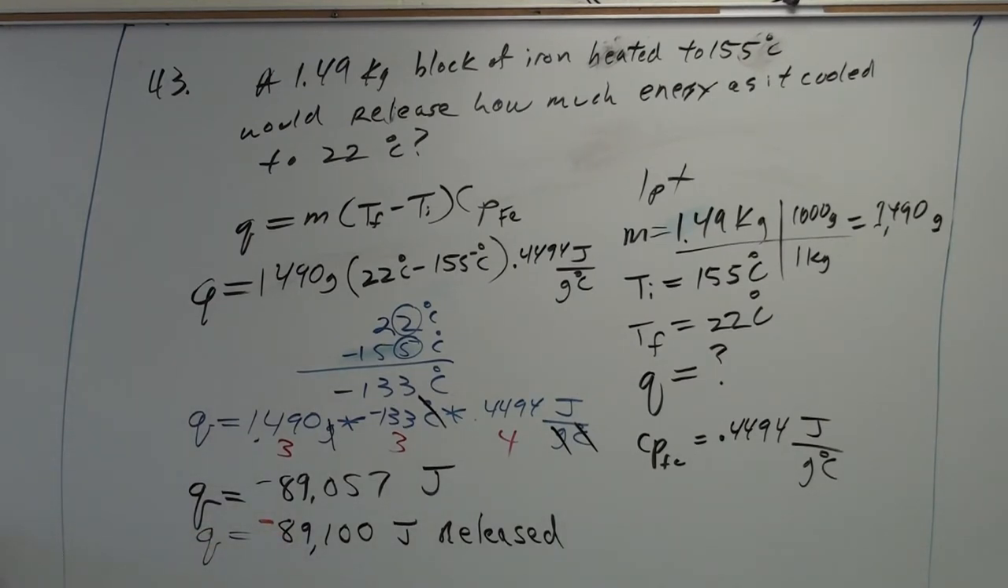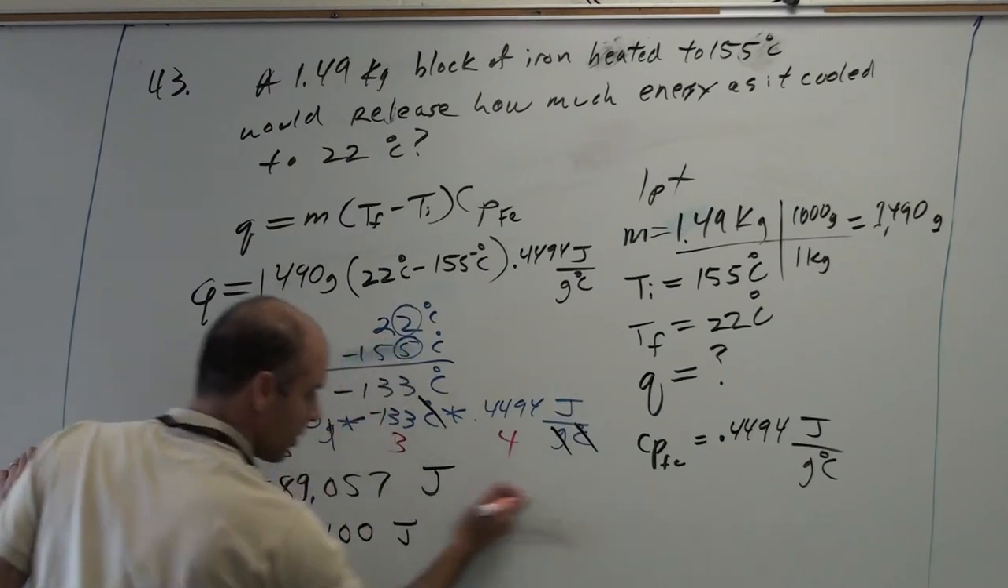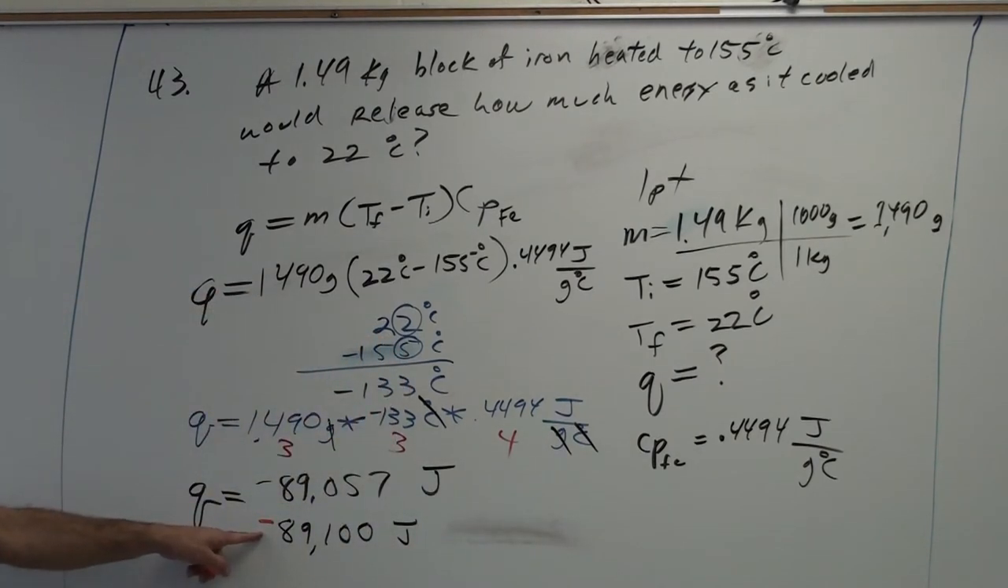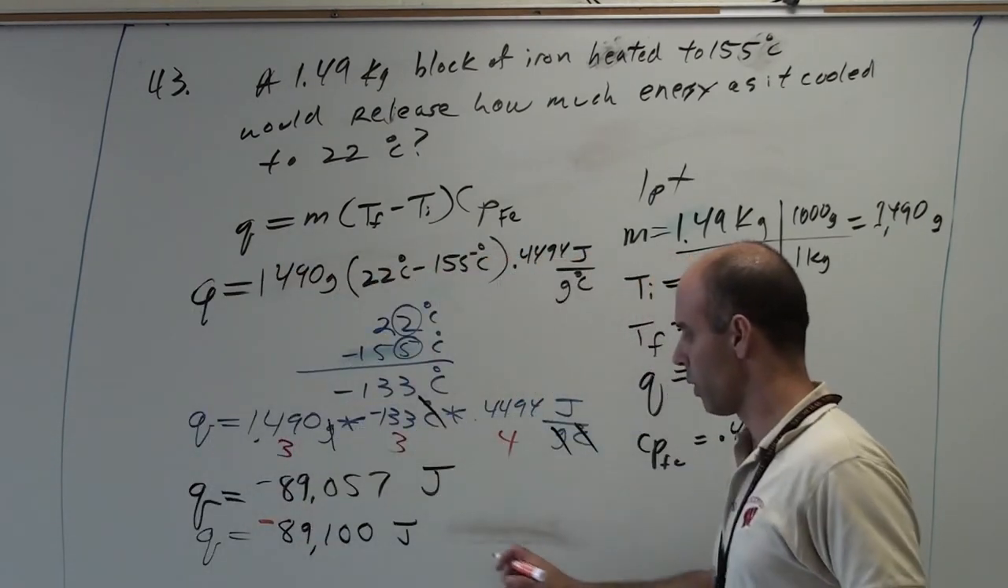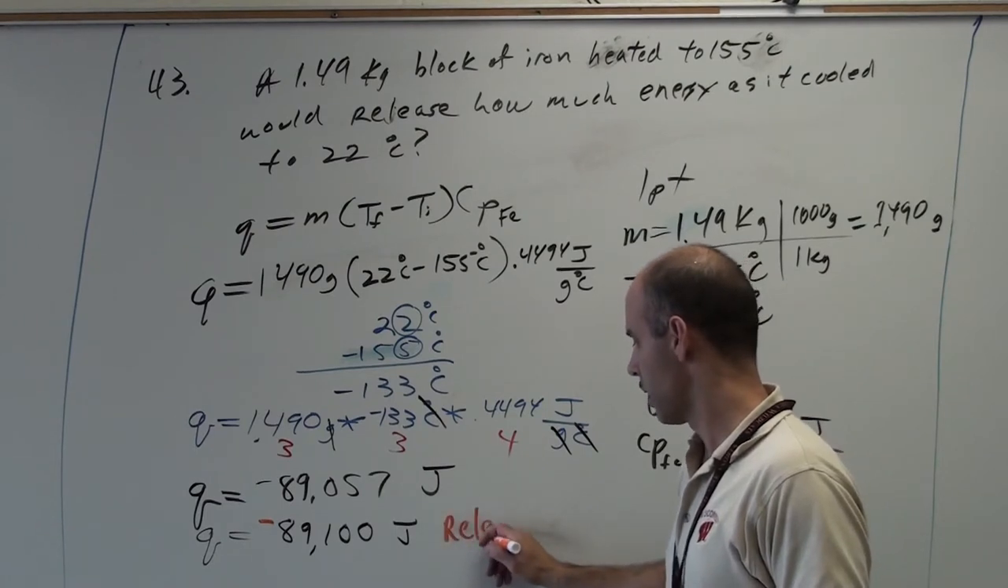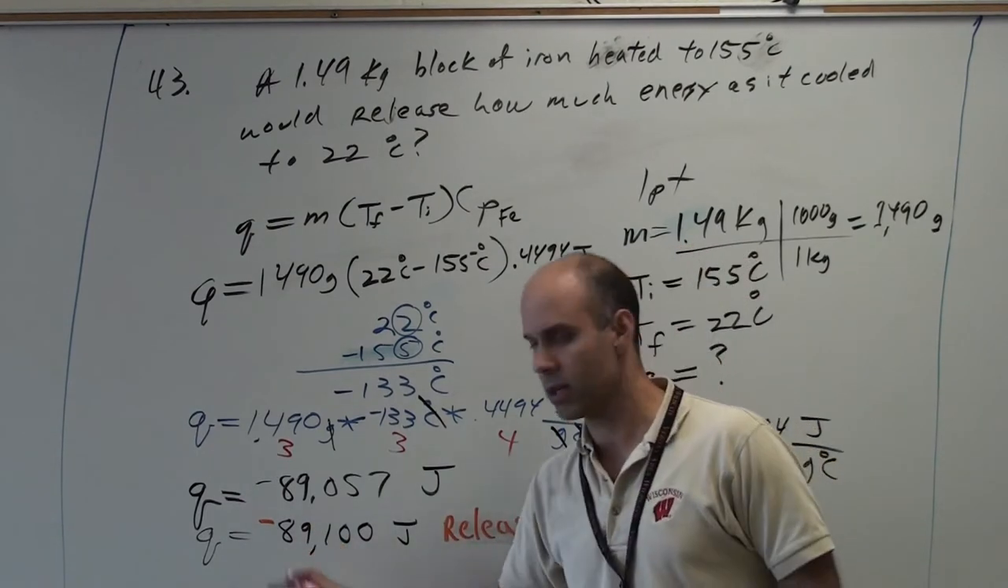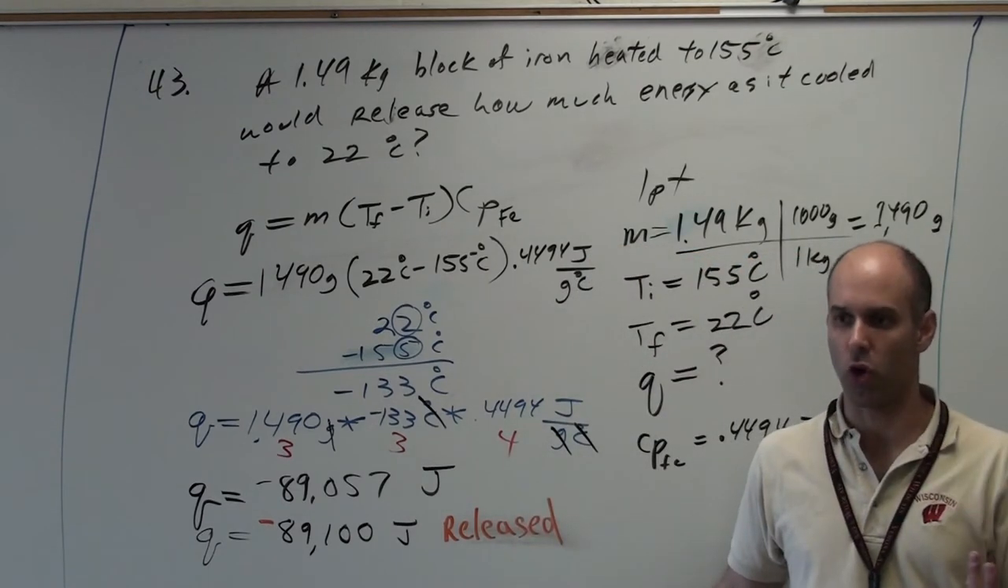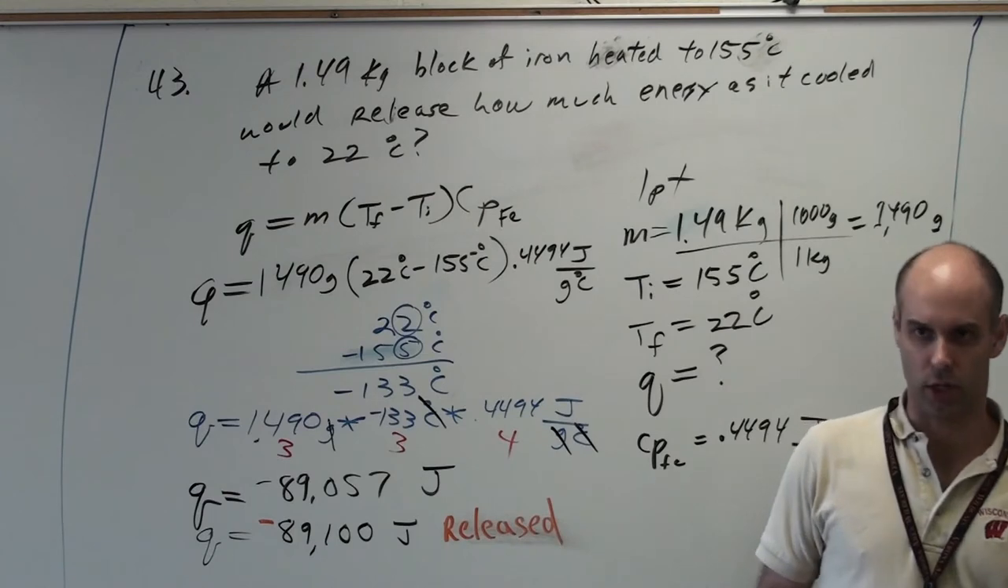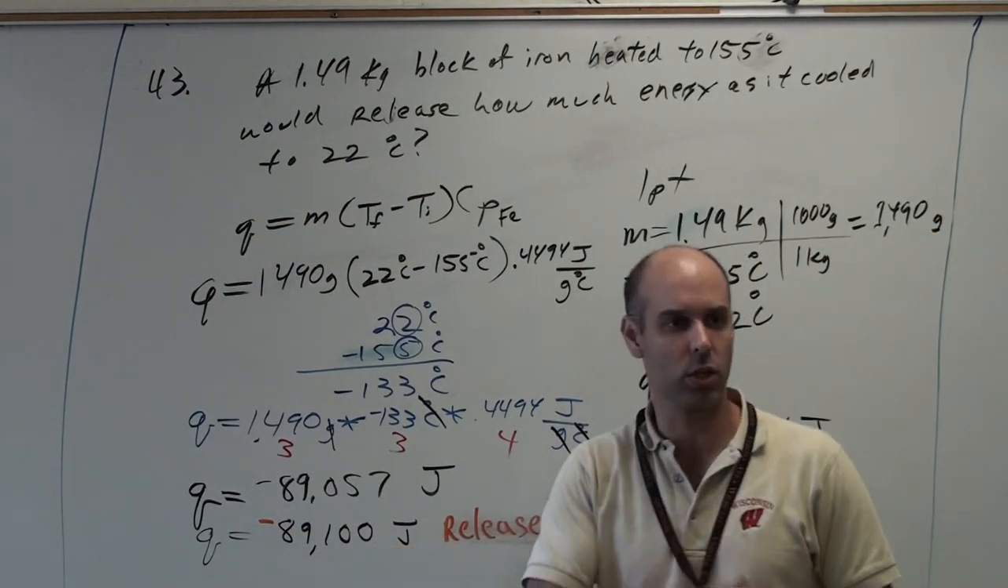Okay? You should put both. Put both to be clear. You know, to me, be explicit. You're losing 89,100 joules of energy. So say you forget to put released, but you have a negative. This is the important thing. Put that negative. Okay. But I like to reinforce it by writing the word released, because sometimes people see negative as like it's being destroyed. Okay. You cannot destroy energy. If you have negative, it means it's just going someplace else.